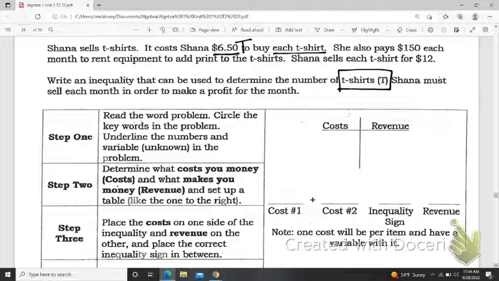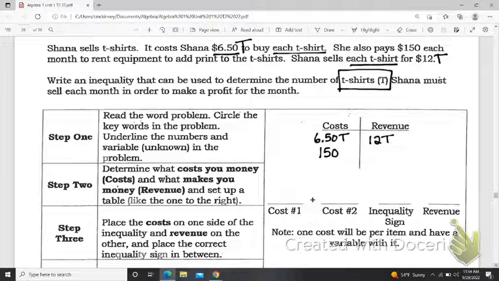The $150 to rent equipment is not for each t-shirt. It's each month, but we're only talking about 1 month here. So it's not going to get a variable, and she sells, again, each t-shirt for $12. So her costs are the $6.50 for every t-shirt, and her costs are also the $150 just one time for the month for the equipment, and then her revenue, the money she has coming in, is $12 for every t-shirt.